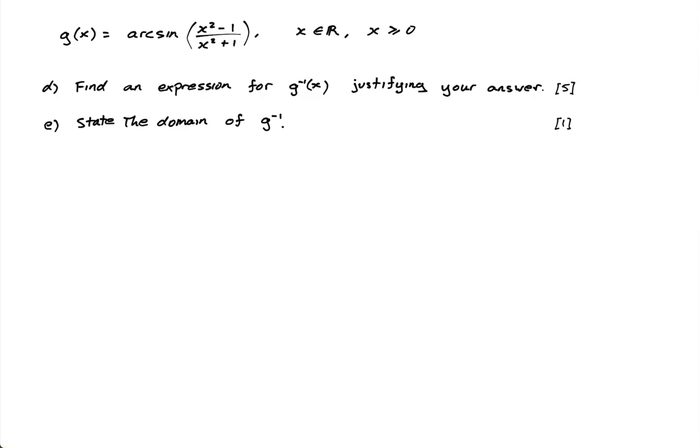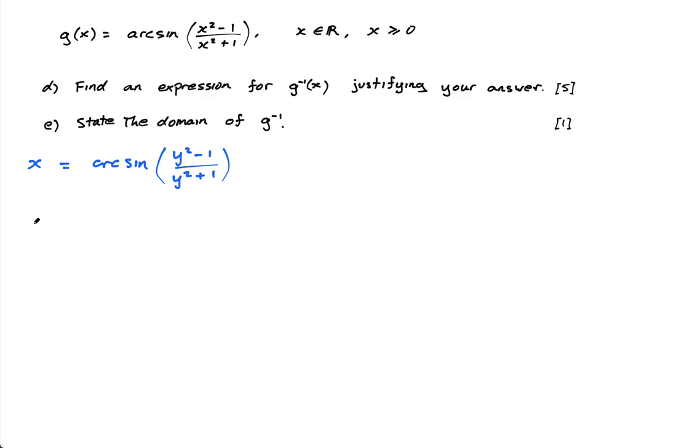Okay, part D. He says, this is g of x, find g minus 1 of x. Let's do it. The first thing we do, guys, is we swap x and y. So if this was y equals this, we say x equals arc sine of y squared minus 1 over y squared plus 1. So swap them straight away. And then we rearrange to make y the subject.